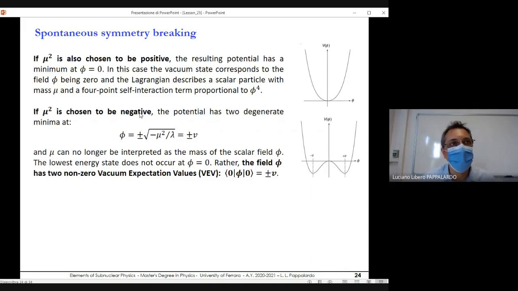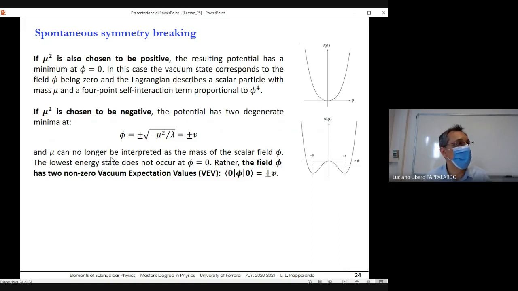Now, if we take mu squared to be negative, then we have a different kind of solution. Actually, we have in this case two real solutions for the minima. So we have two minima that we call plus or minus v, which corresponds to this value, plus or minus the square root of minus mu squared divided by lambda. Clearly, this quantity here is positive because mu squared is negative.